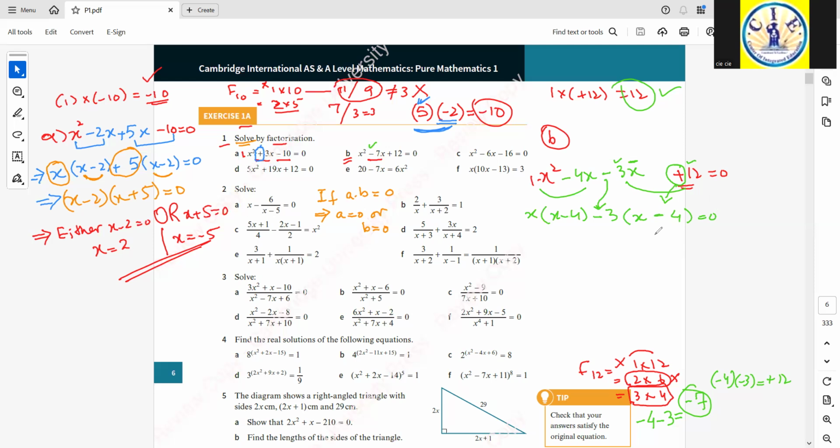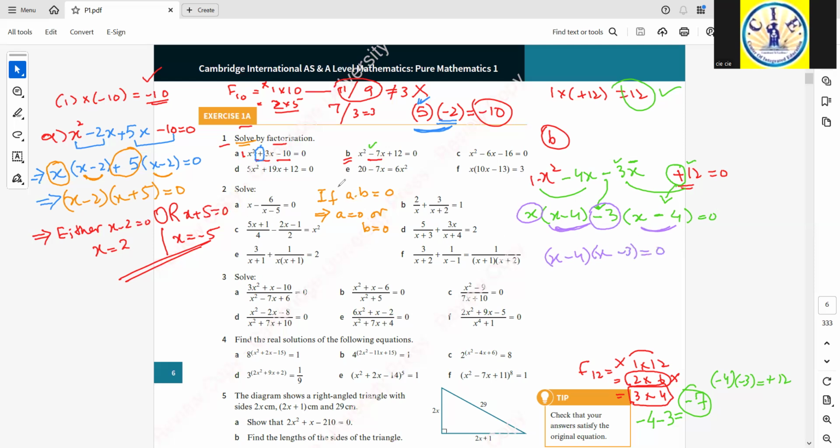So now at this stage, I need to observe that x minus 4 is coming as a common factor from these two terms. So I can take it common. X minus 4. From the first term, I'm left with x, and from the second term, I'm left with negative 3.